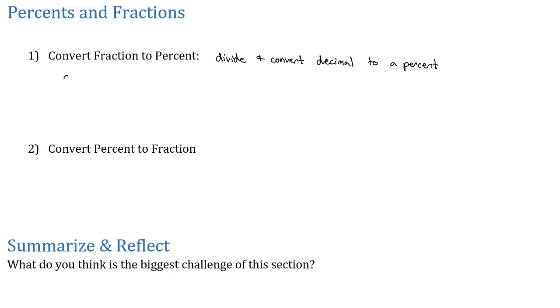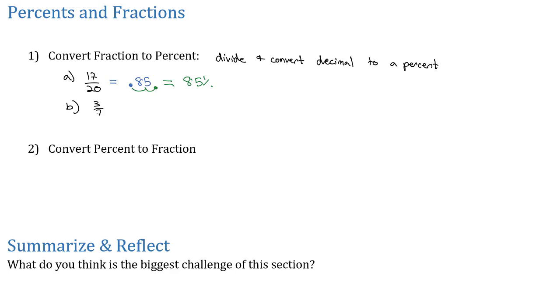So, for example, if I have 17 out of 20, we can do on my calculator 17 divided by 20. And when I do, I get 0.85. And we know to change that decimal to a percent, we just have to move the decimal point twice, giving us 85% is equal to the fraction 17 out of 20.